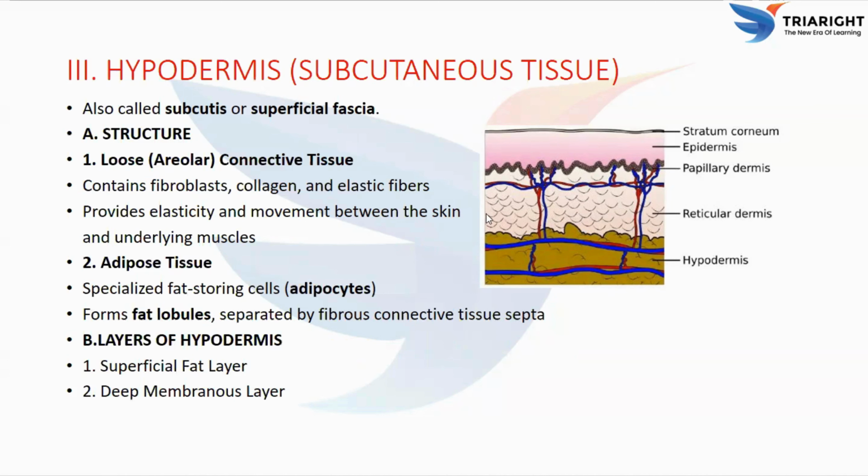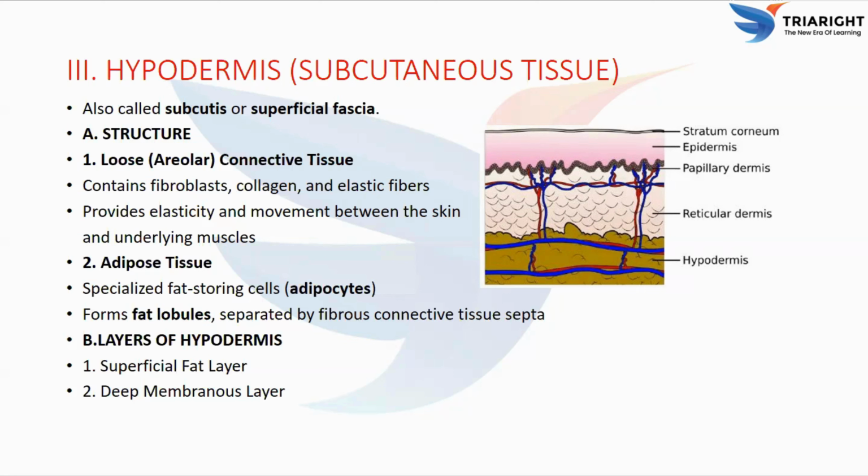So coming to hypodermis, it's the third-most layer of the skin. It is also called the subcutaneous layer or the superficial fascia. This hypodermis is the deepest layer of the integumentary system lying below the dermis. It is not considered a part of the true skin, but it anchors the skin, provides insulation, stores fat, and houses major blood vessels and nerves.